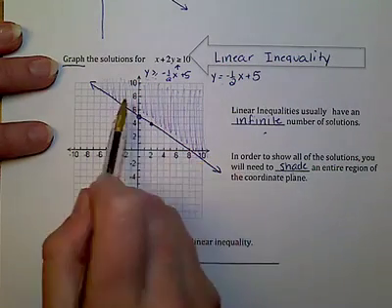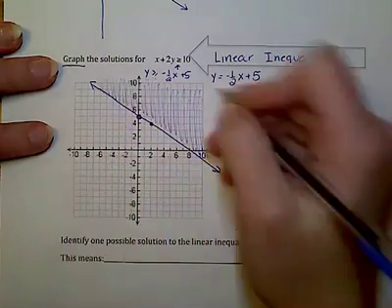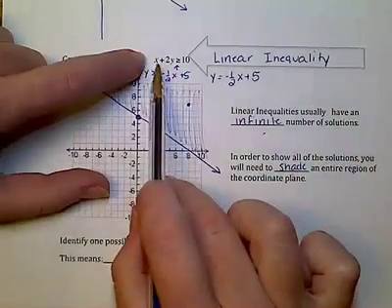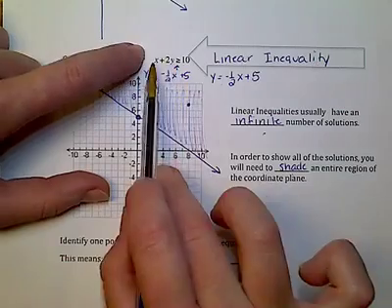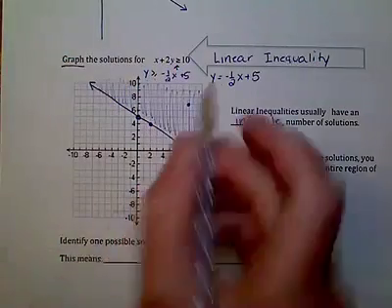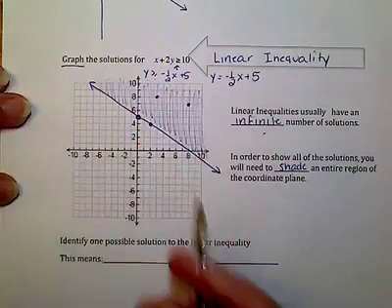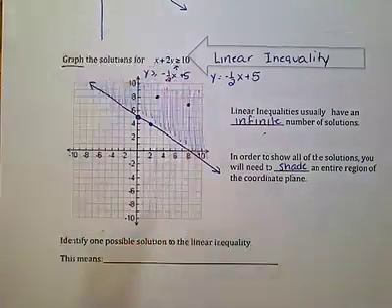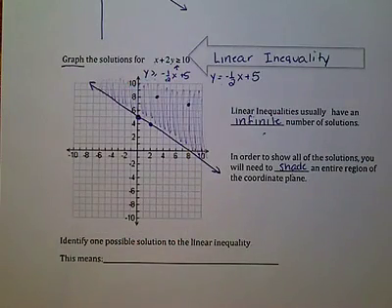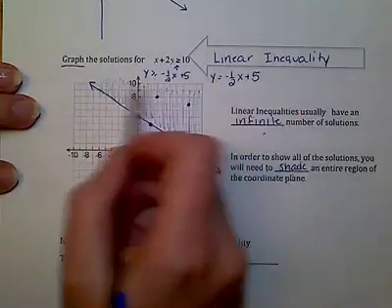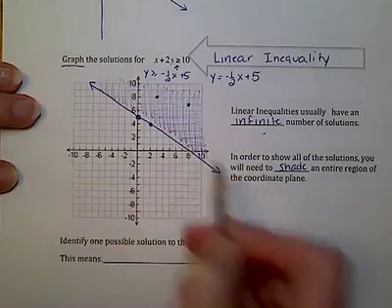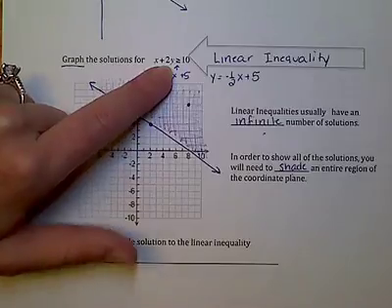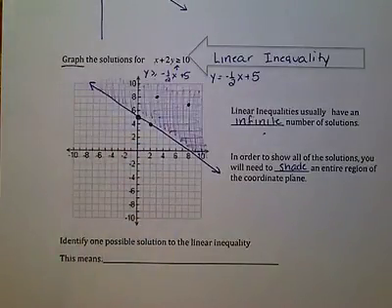If I were to pick a point anywhere in this shaded region, like this point, that's at 8,7. If I plug an 8 here and a 7 here, it makes the inequality true. If I were to plug in the point 3,8, so a 3 here and an 8 here, it would make the inequality true. So any of the points in the shaded region, and there's an infinite number of points in that shaded region, would make this inequality true. That's why we have an infinite number of solutions.